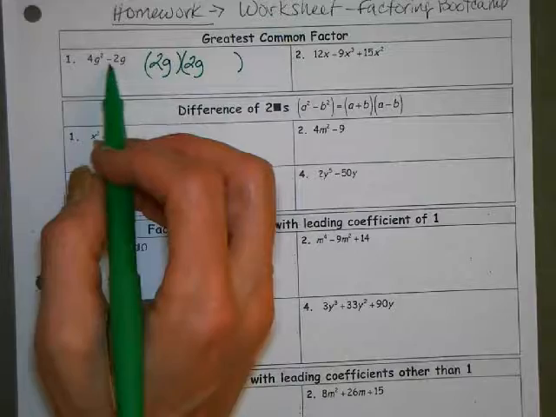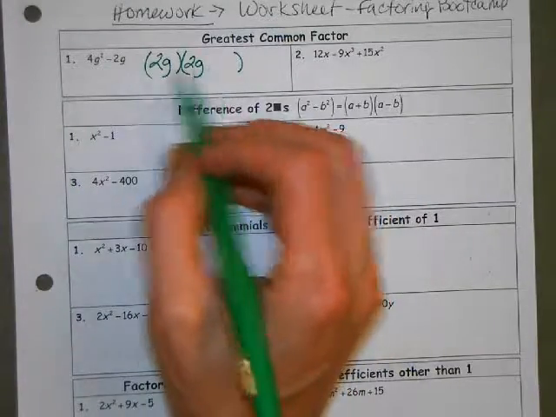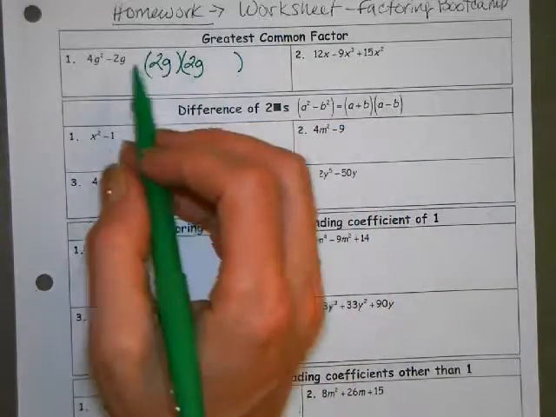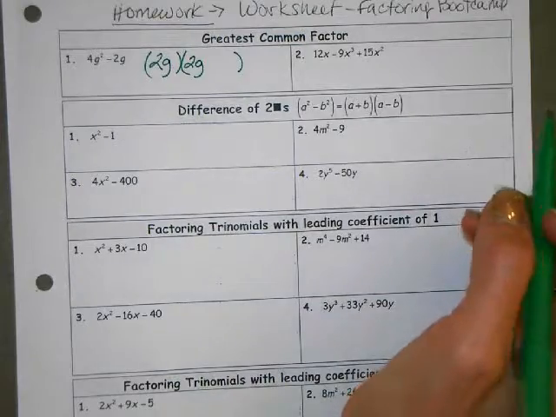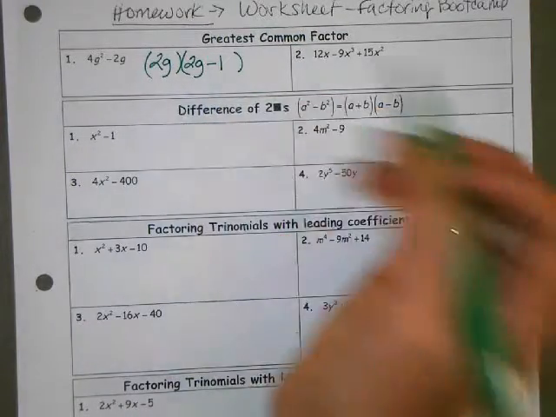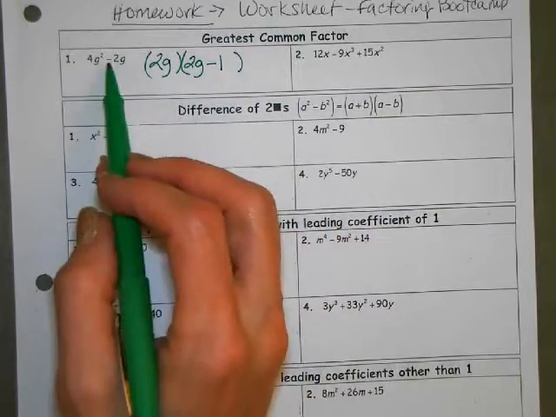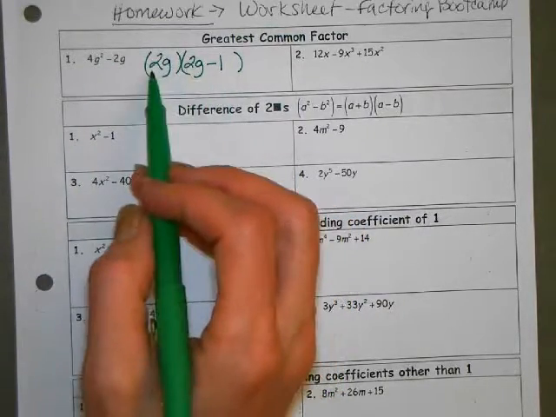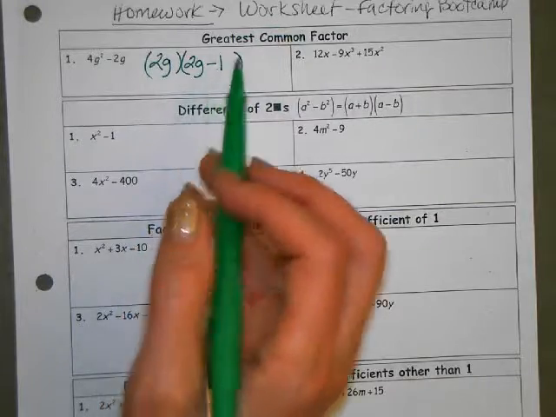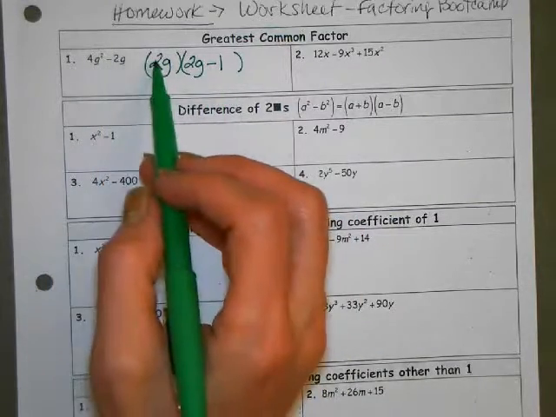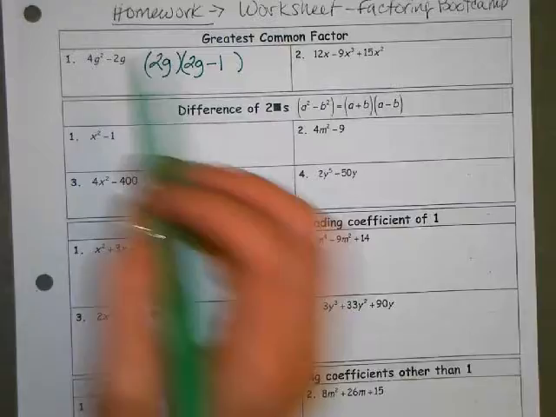Alright, if I pull a 2G out of this negative 2G, what would I have to multiply 2G by to actually make it equal negative 2G? A negative 1. It'd be negative because this is positive and the inside term needs to be negative. So I'm only pulling out the positive, so the negative stays. So a 2G times a negative 1 will give me negative 2G.